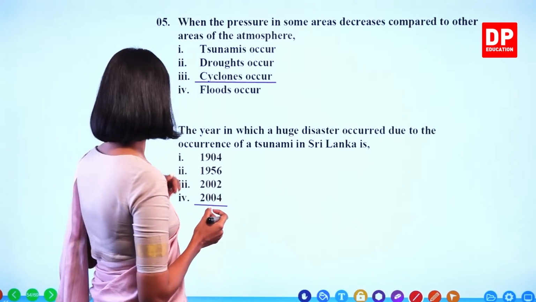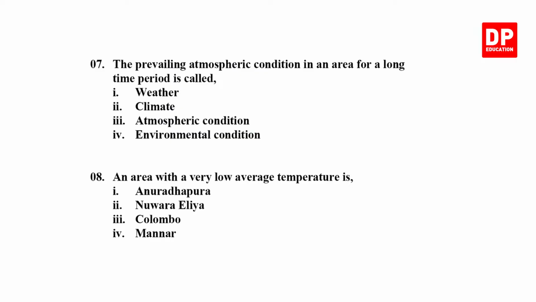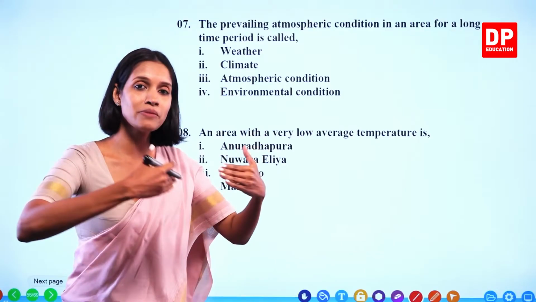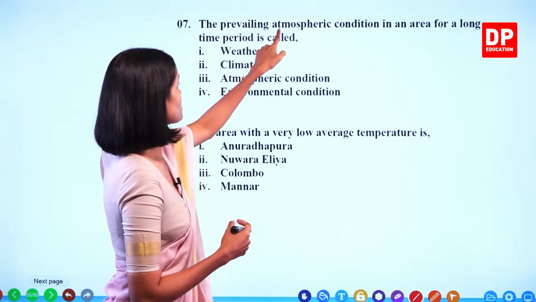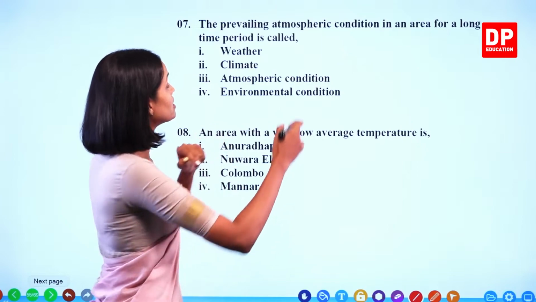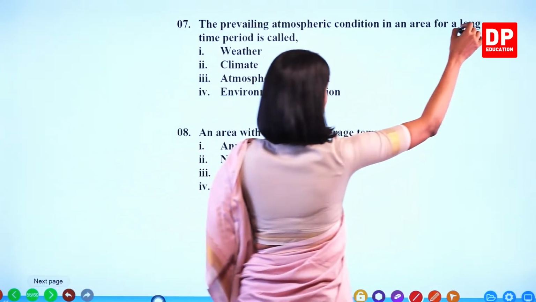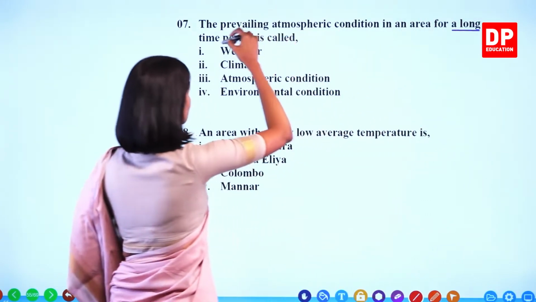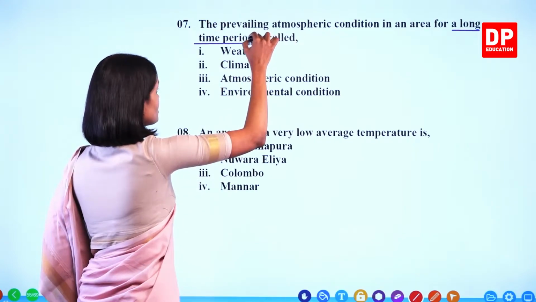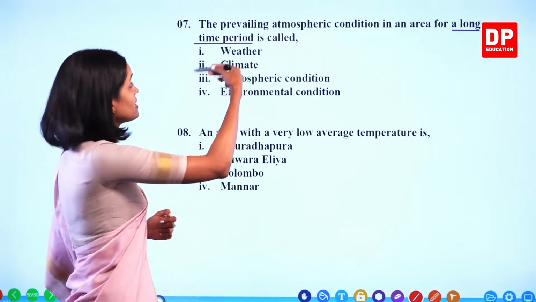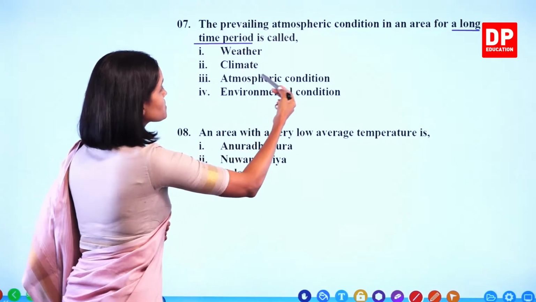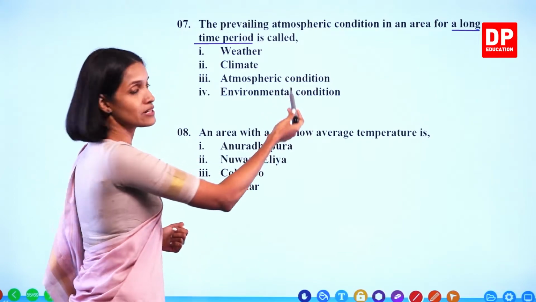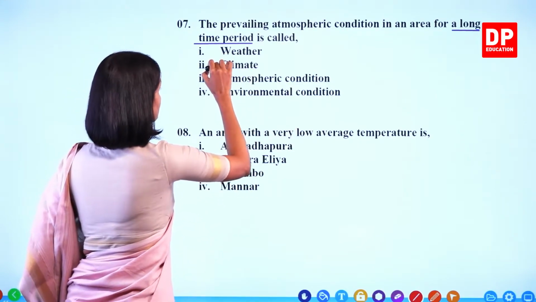Okay? Right. Number 7. The prevailing atmospheric condition. Prevailing means remaining in a condition for a long time, right? The prevailing atmospheric condition in an area for a long time period. Now we know that this is about climate. When it comes to a long time period, that's about climate. Weather, climate, atmospheric conditions, environmental condition. The answer is climate.